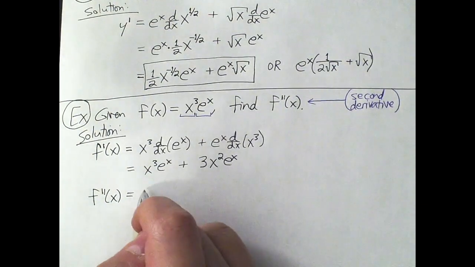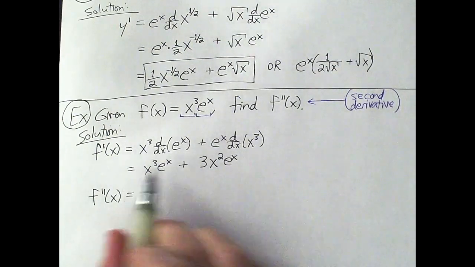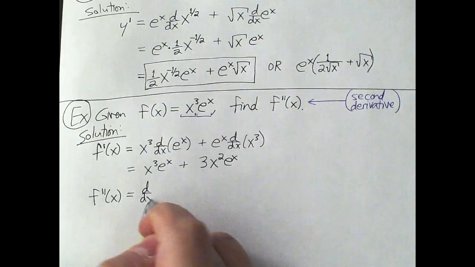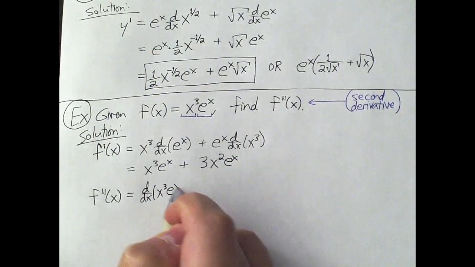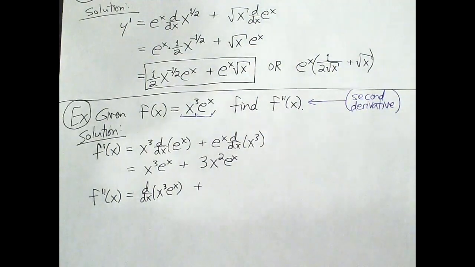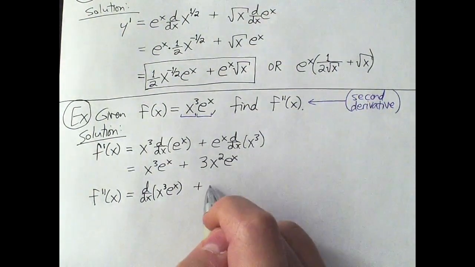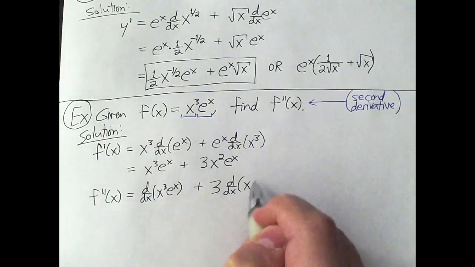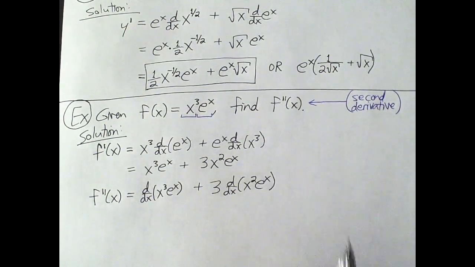So what do we do? Well, we could just treat each one of these pieces as a separate problem, right? We want the derivative of x cubed e to the x, and we want the derivative of this other one. And to find the derivative of the other one, I decided to just pull the 3 out. You could leave the 3 on the inside. It would still work out. In the end, it would be the same. But I pulled the constant 3 out.